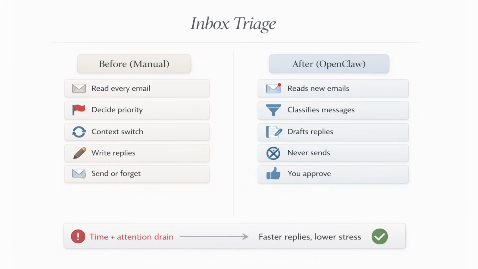Use case 2 is inbox triage. So OpenClaw is reading new emails, classifying them, drafting responses, but never sending automatically. And in general, this is a very good idea really at any level to create drafts but not send them. You want to have that human in the loop to make sure nothing goes awry. Maybe if you get really, really proficient and you start to trust your OpenClaw more, then you could have them send a few things automatically.